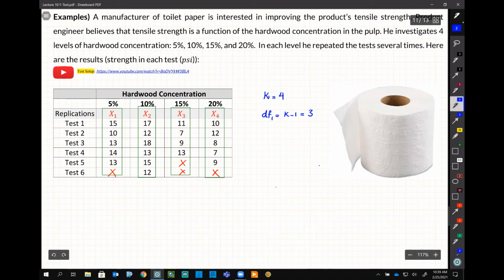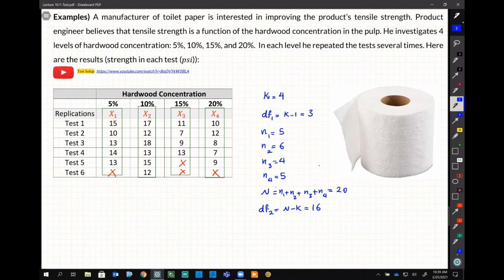So we say N1 is 5, N2 is 6, N3 is 4, and N4 is 5. So total N is going to be N1 plus N2 plus N3 plus N4, which gives me 20, right? So my DF2 is then N minus K, which is 16. So these are some numbers that I have.